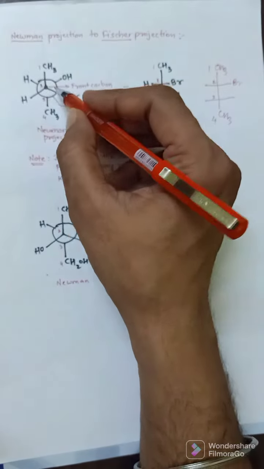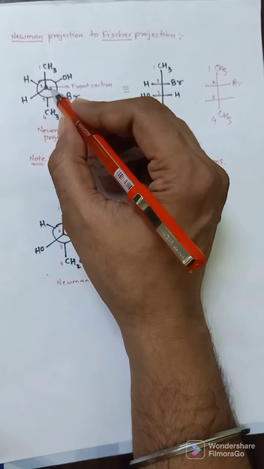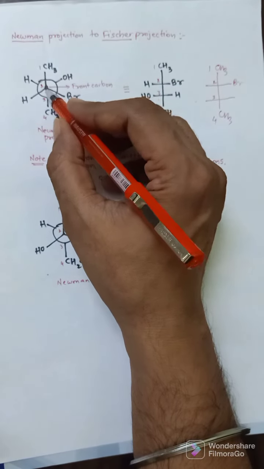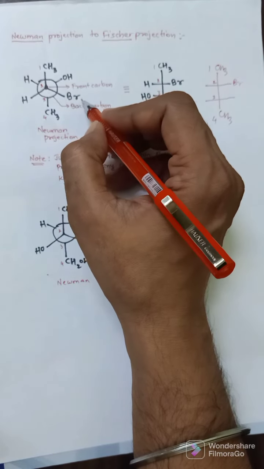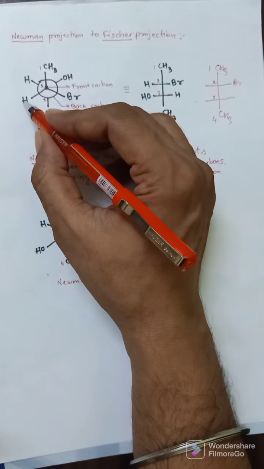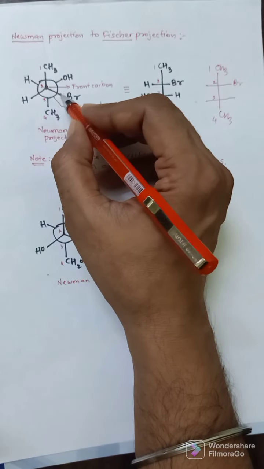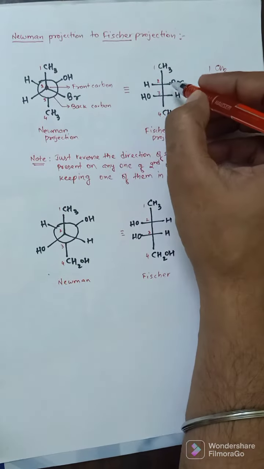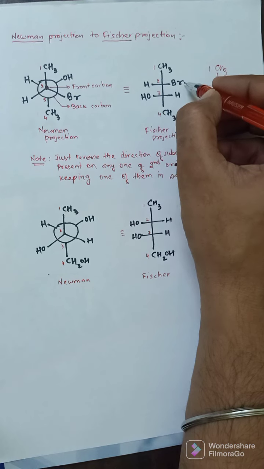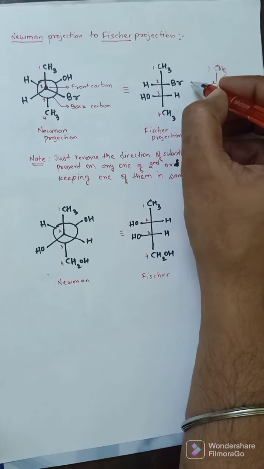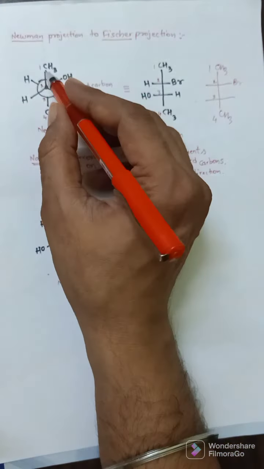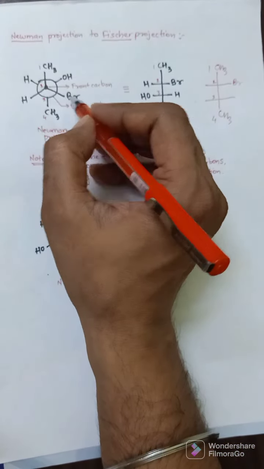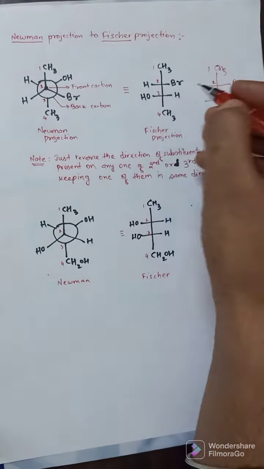So what you have to do, we will keep the second carbon substituents, that is the front carbon. The second carbon substituents are bromine and hydrogen. The bromine is on the right hand side and the hydrogen is on the left hand side. So we will keep it here in the same direction. Second carbon, I have kept the bromine on the right hand side, hydrogen on the left hand side, as it is given here.